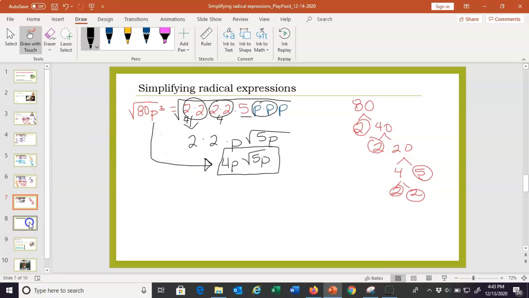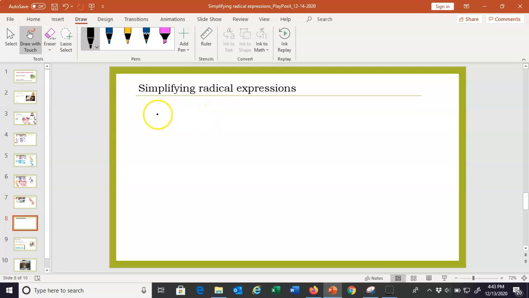All right, let's try one more. I have 45p squared x cubed. So you can have more than one variable under the radical. It's okay. You're going to treat it the same way. So let's get our factors of 45 if you don't already know them.